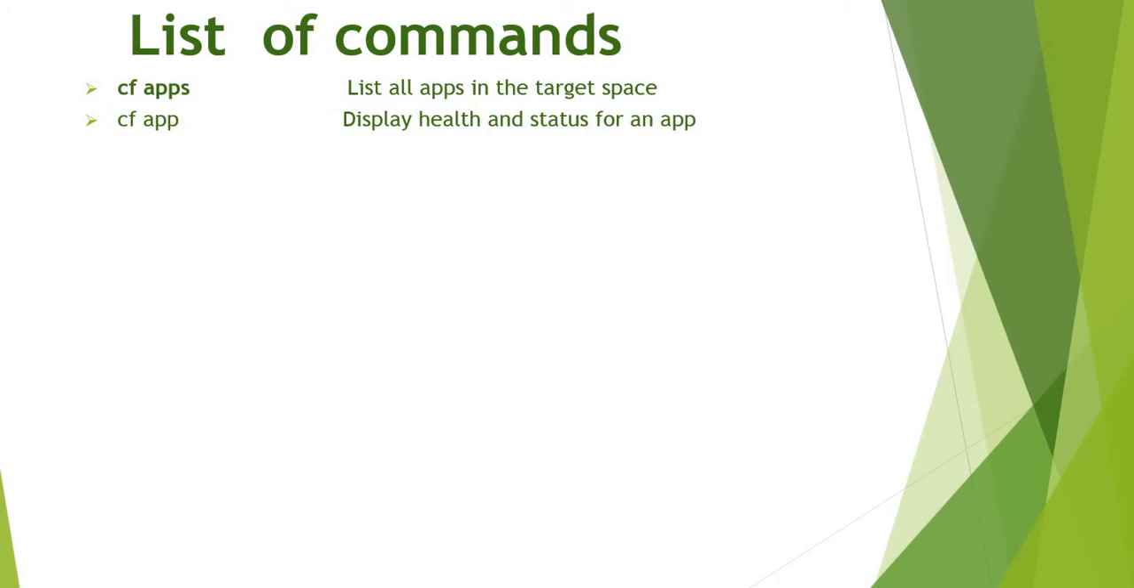Now the second command is cf app, which displays the health and the status of a particular app. If we want to see the status of any app, like demo app, we can write cf app and then the application name. It will tell the status of this app: currently it is running, how much memory is assigned to it, and how many instances are running for this app. All the details will be shown by this command.